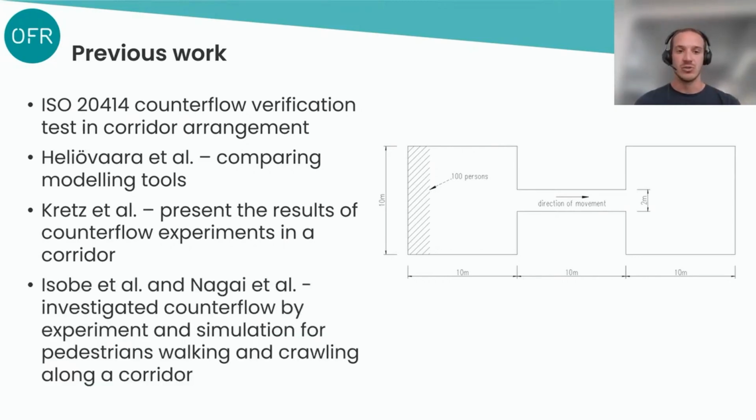And lastly, Isobe et al. and Nagai et al. modified a version of a lattice gas model to replicate the observations that were made in some experiments where pedestrians were walking and crawling along a corridor.